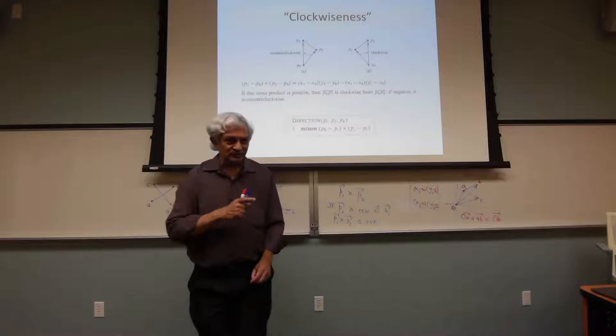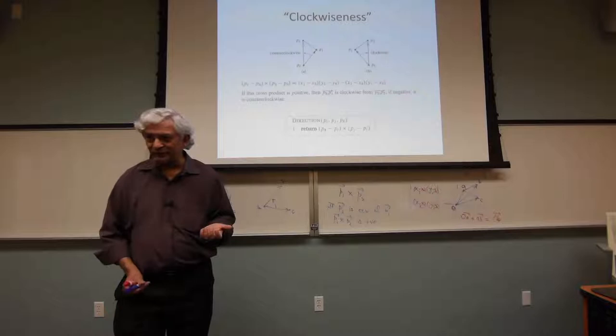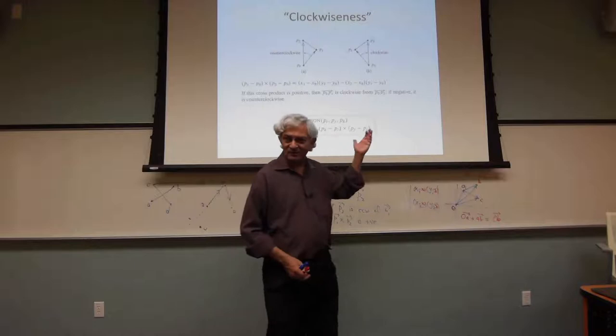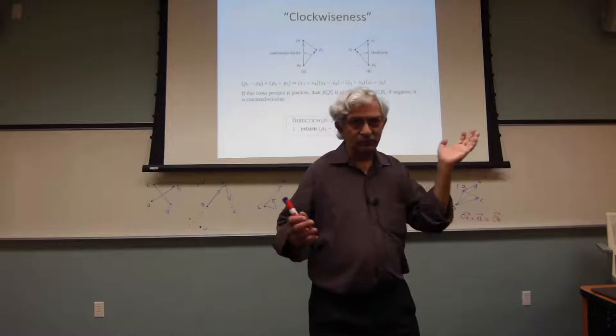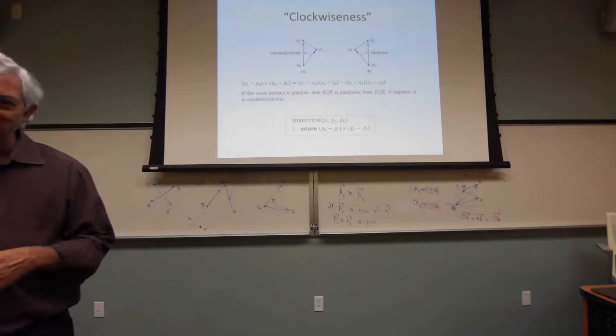So your question was, what happens if it is neither a left turn nor a right turn? If all three points lie on the same line, then what happens? Well, in that case, what do you expect of the cross product? It will be zero. If these two products are the same, then it's going to be zero, in which case you don't do a turn. Well, you may do a 180 degree turn, but it's still collinear, but it's neither a right turn nor a left turn.